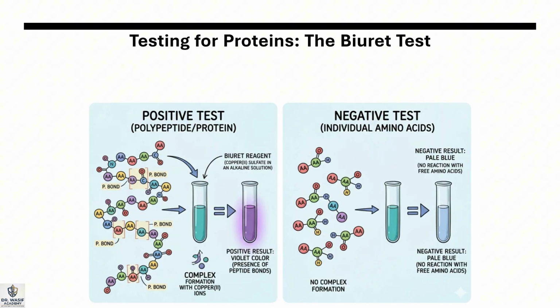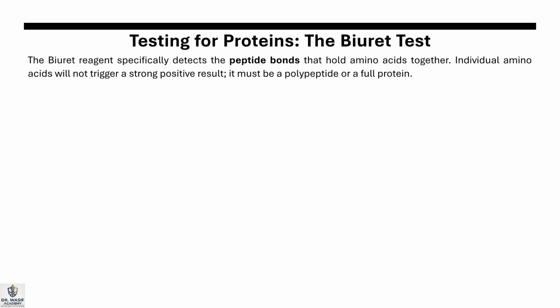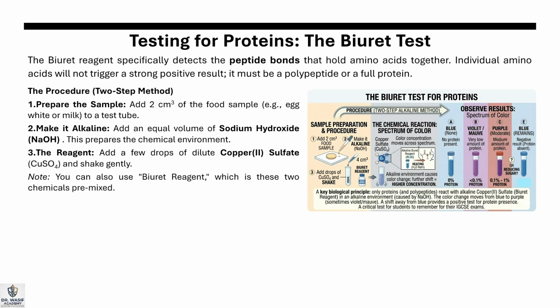As we have tested for energy, now let's test for the machinery of the cell. The Biuret test. The Biuret test is our go-to method for detecting proteins. But here is a technical detail that students should keep in mind. This test does not actually detect amino acids themselves. It detects the peptide bonds that hold them together. This means you need a polypeptide or a full protein to get a strong reaction.